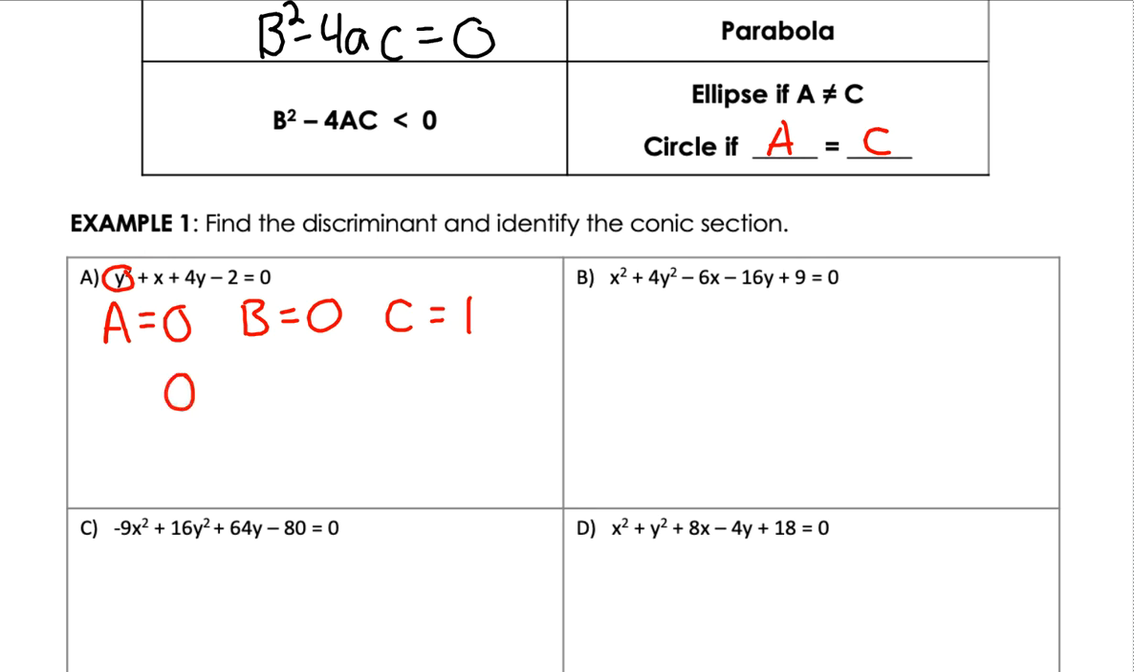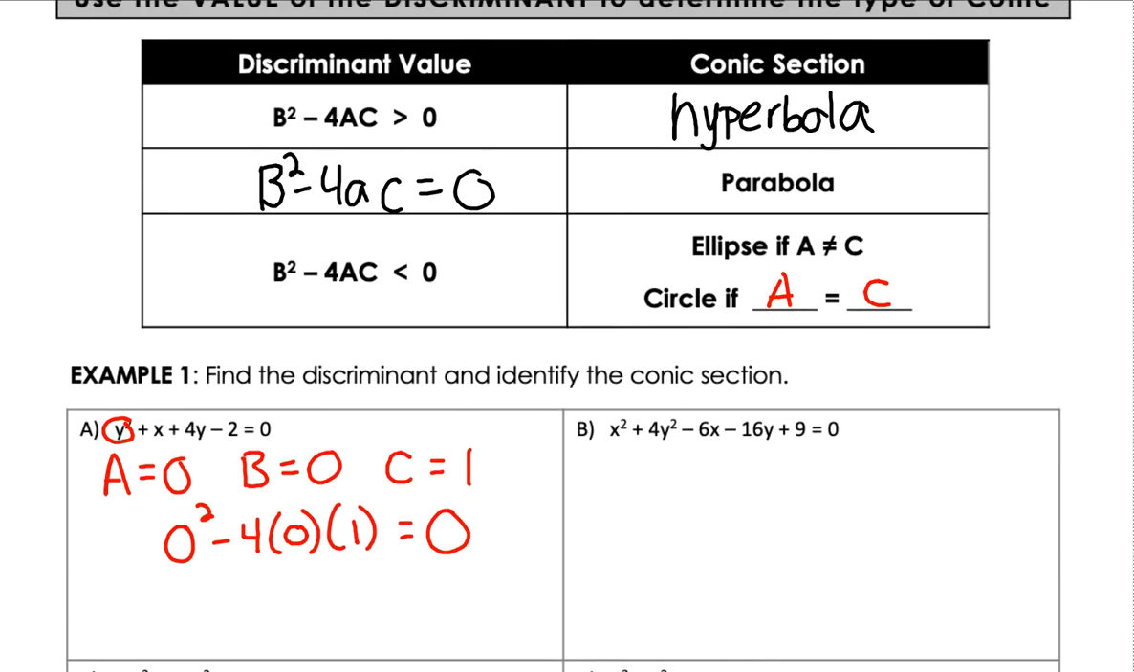When I plug those into the discriminant, b squared minus 4 times a times c, that would equal 0. So then I'm going to look above again at my table. When my discriminant is 0, that tells me that I am working with a parabola. So the equation we started with, y squared plus x plus 4y minus 2 equals 0, is a parabola equation.